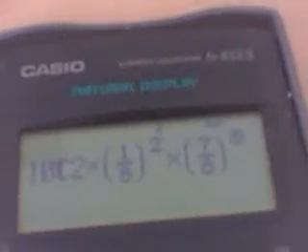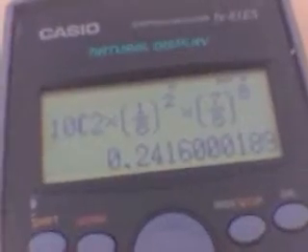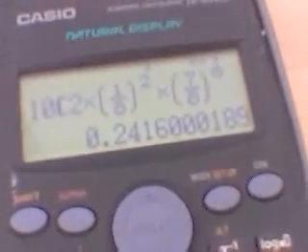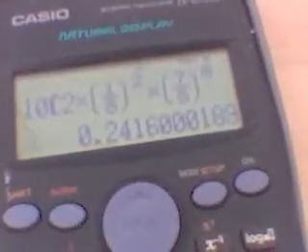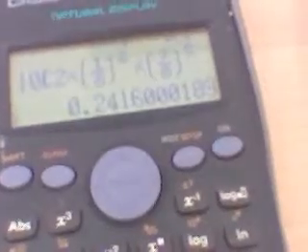And here's how it looks on the calculator. 10 choose 2, 1/8 squared times 7/8 to the power 8, which gives me an answer. I'm going to write the whole thing down here: 0.24160000189. I'm writing that down fully because I'm going to use it in the next calculation.